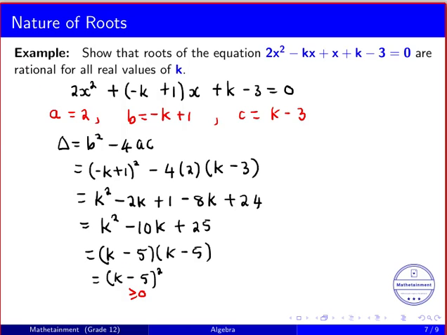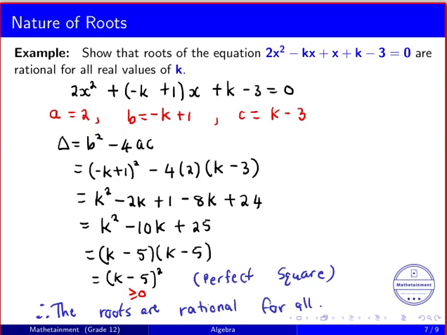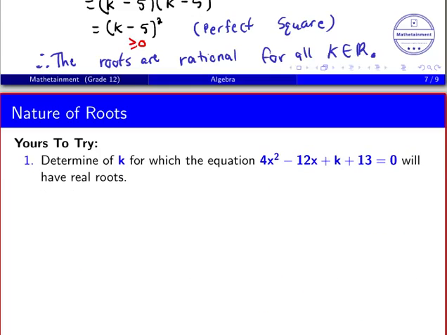So this confirms two things. We know that k minus 5 all squared is non-negative, meaning we do get real roots. And k minus 5 all squared is also a perfect square. So this is enough to confirm that the roots are rational for all real values of k.